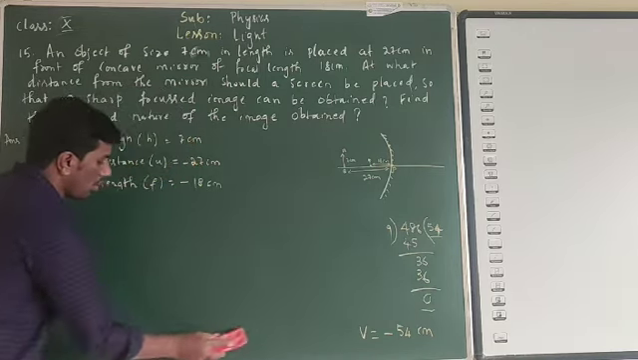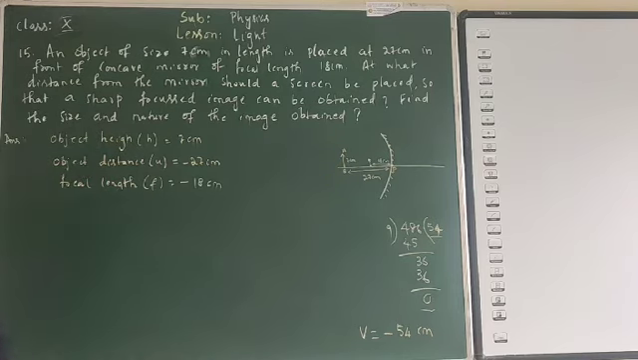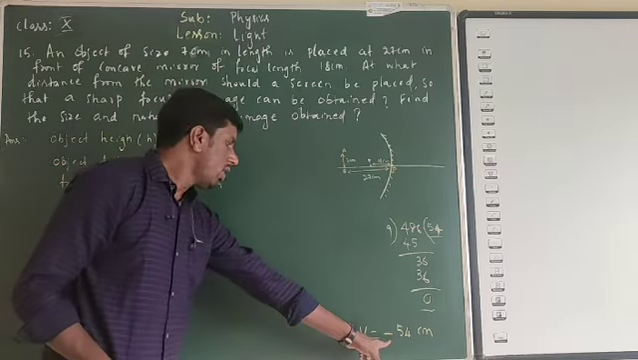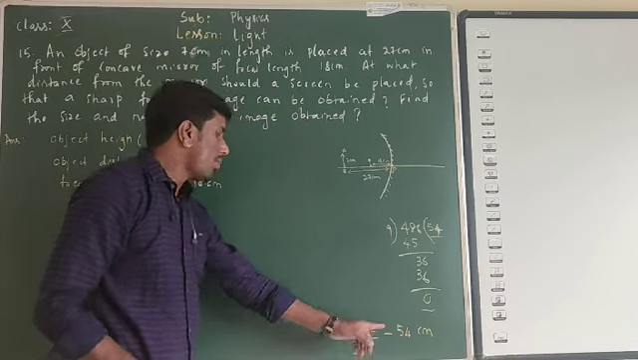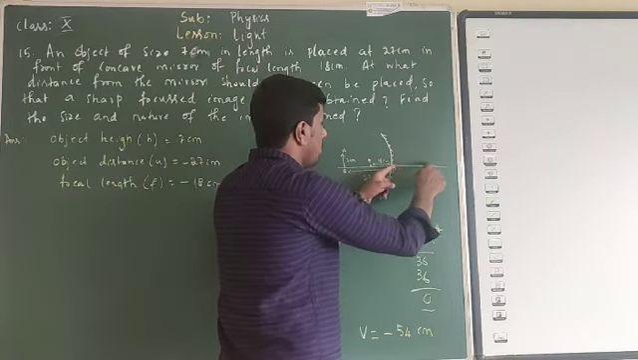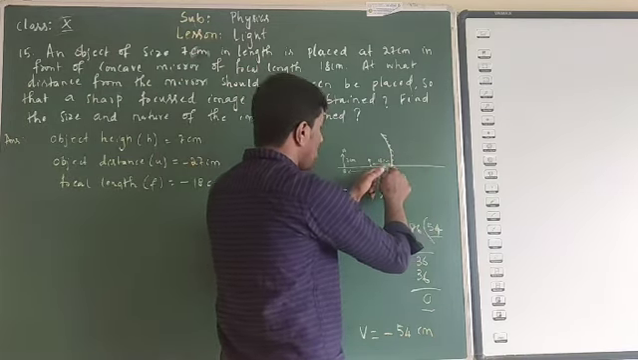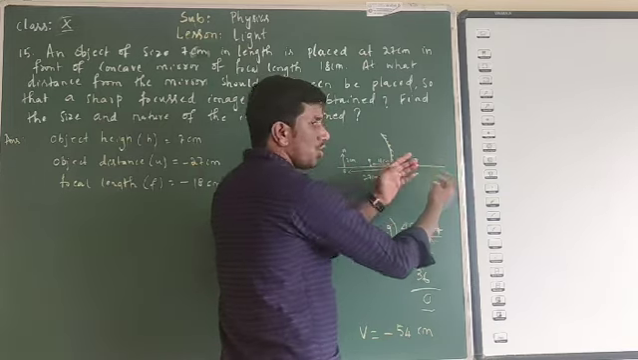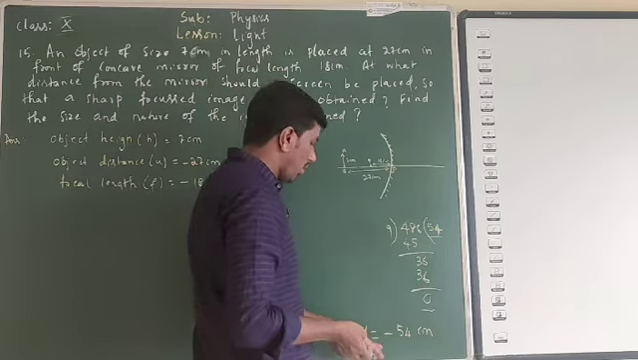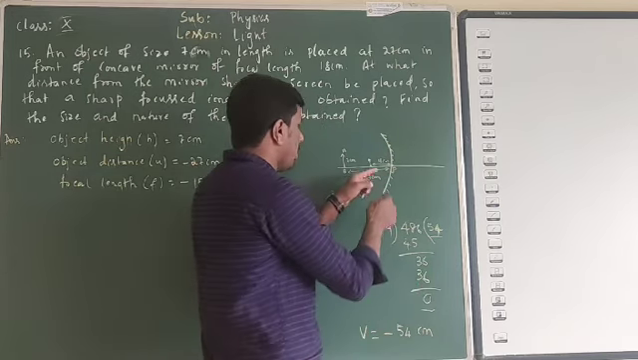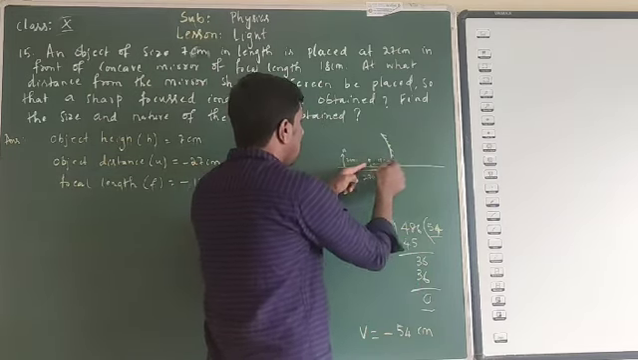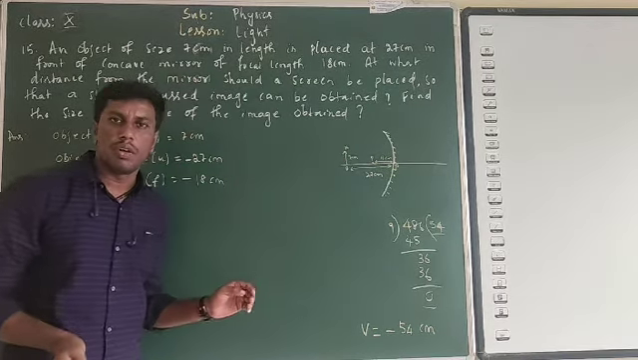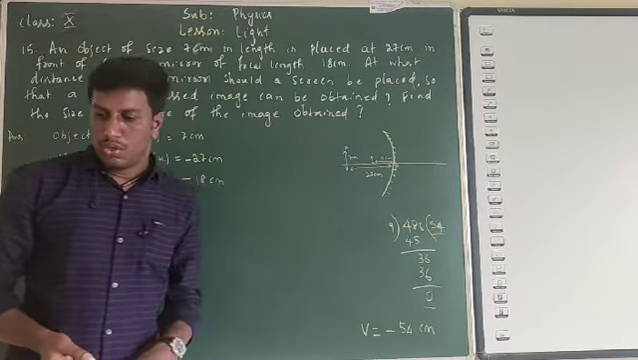Then we should write the conclusion. Okay. Observe that you will be getting a negative sign in the image distance. That means the image will be obtained on this side. If you are getting the image on the other side, you should get a positive sign. Here you are getting a negative sign only. Therefore, the image is obtained on the negative x-axis only. So we will conclude that.